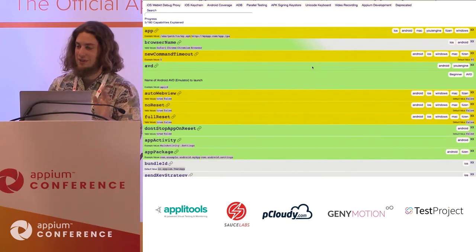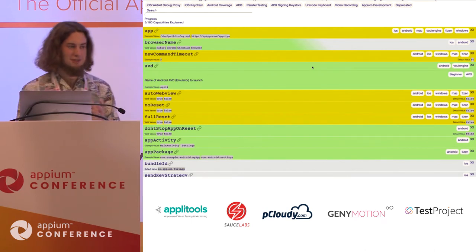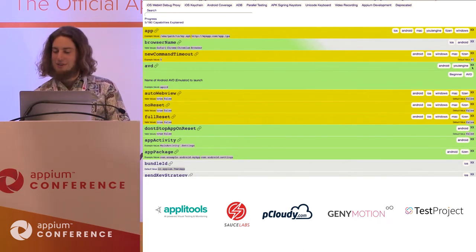There's also the AVD. This one's Android only. That's where you're selecting the name of the AVD of the emulator that you want to launch. And you can set that name too in the AVD manager. So that's a nice one there.